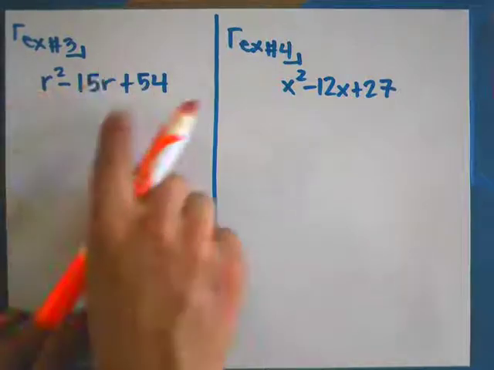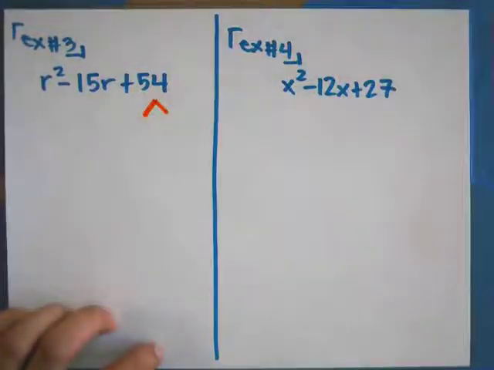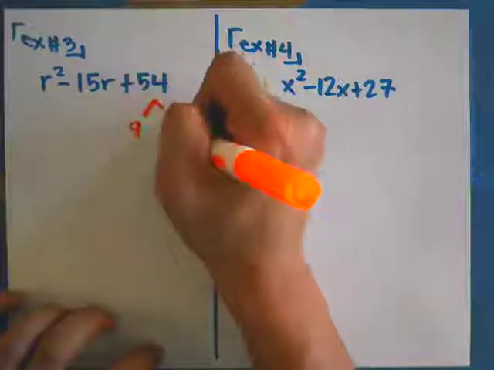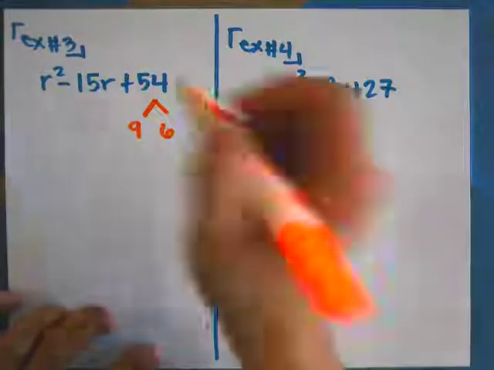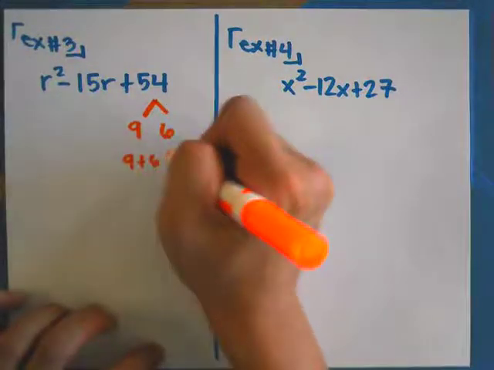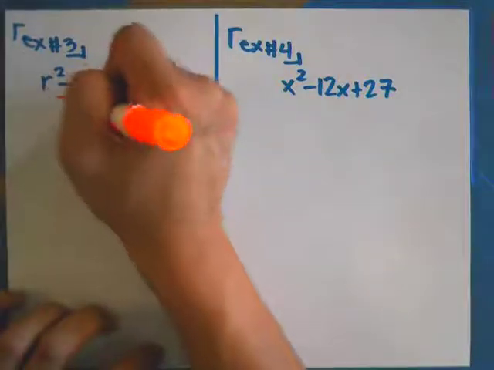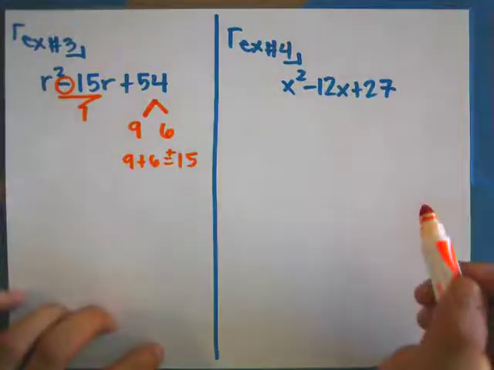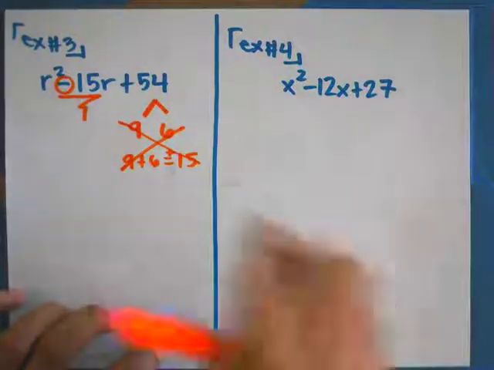There's a 1, and so let's figure this one out. What two numbers multiply together to make 54? We have positive 9 and positive 6. The only problem with this one is if you go 9 plus 6, that equals positive 15, and what we want is a negative 15 over here. So we probably don't want the 9 and the 6.